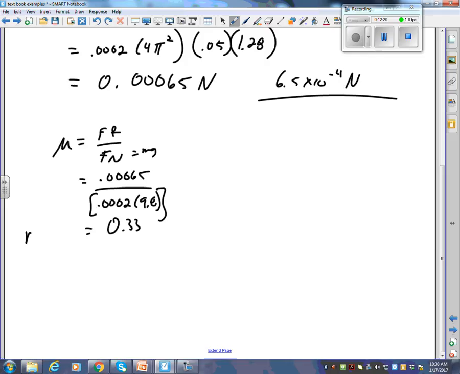0.33, and that would be the minimum value, right? If it was anything less than that, what would happen? The flea would fall off, right? So that's actually fairly high, like it has to be higher than that.